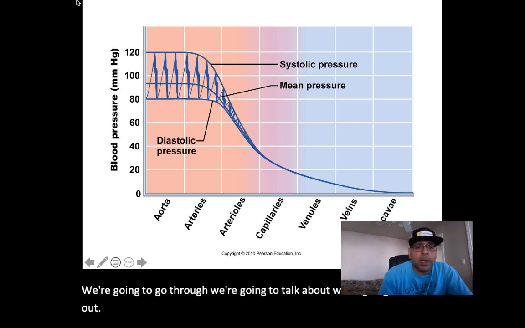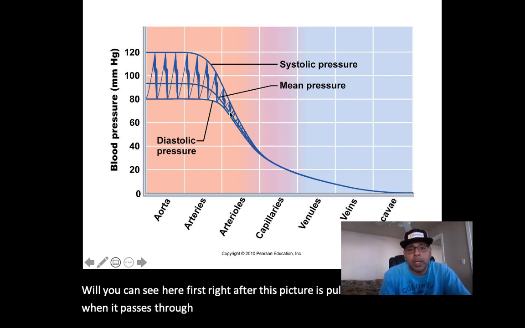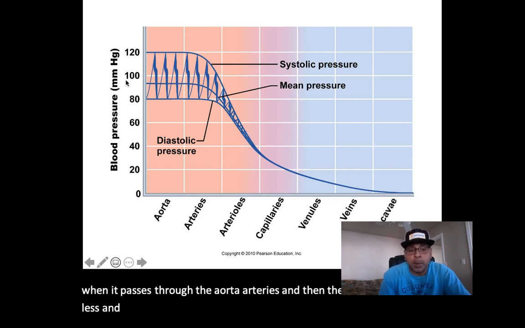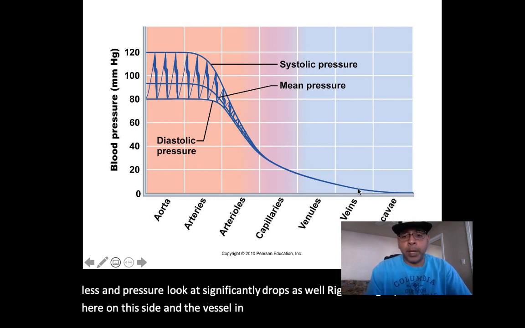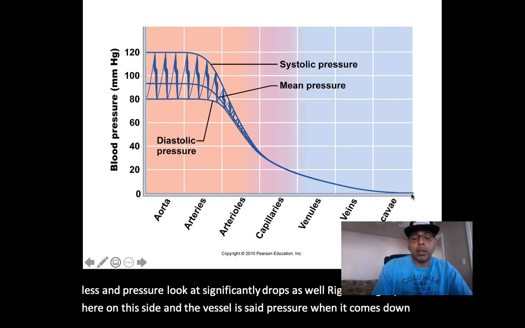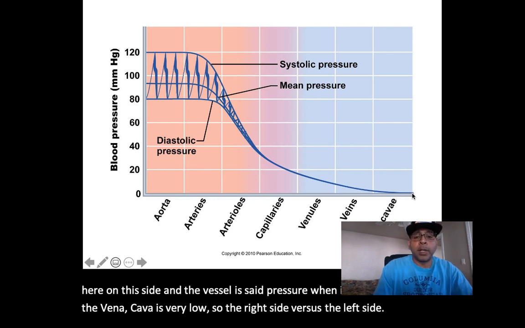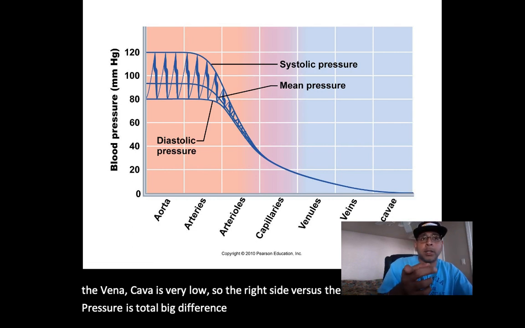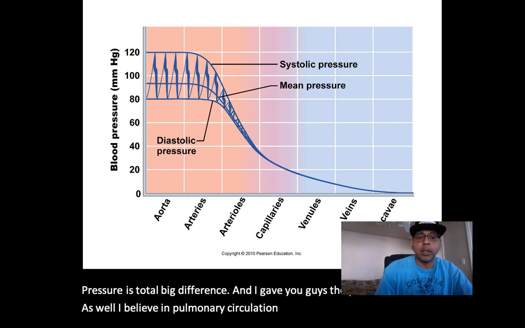You can see here first, right off of this picture, it's pulsatile blood flow. When it passes through the aorta, arteries, and then the arterioles, it becomes less. And pressure, look, it significantly drops as well. You've got pressure on this side, and the vessel on this side. Pressure, when it comes down into the vena cava, is very low. So the right side versus the left side, pressure is a big difference. And I gave you guys the pressure as well, I believe, in pulmonary circulation and systemic circulation there as well.